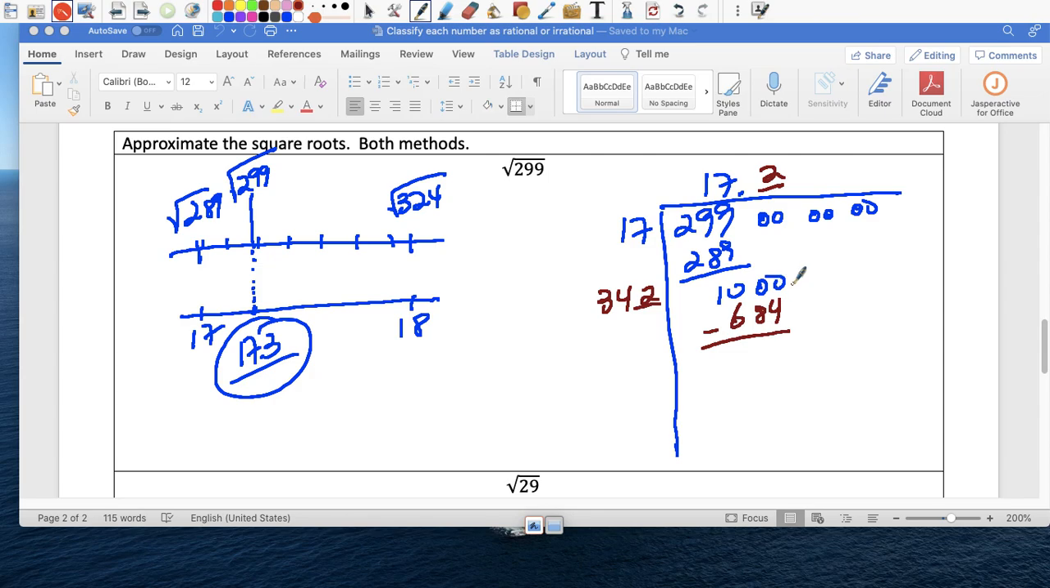Minus, we get 316. Bring these two zeros down now. Remember, we double the top. 172 times 2, it's going to be 344. Add a place value. So this is 3,400. This is about 3,500.